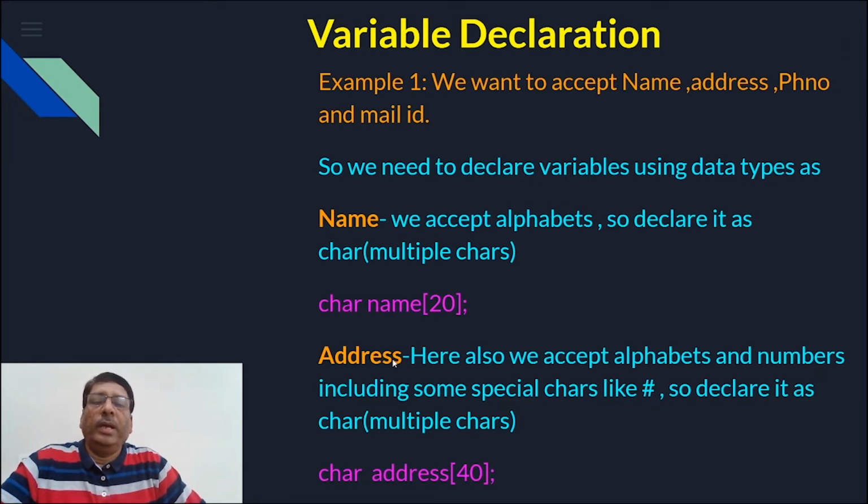Similarly, if you go for address, when you talk about address, here we may accept alphabets, we may accept numbers, we may also accept some special characters like hash symbol and so on. So this also can be declared as character. So you can say character, address, and then as you have to mention your name, probably the door number, street name, city and so on, you can declare it as char address of 40. Which means you can give 40 characters to the maximum extent.